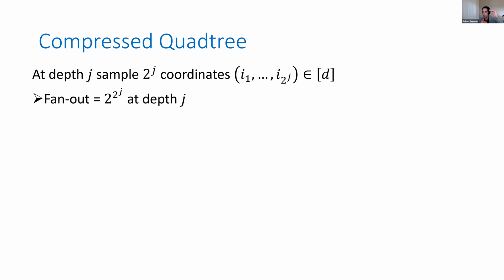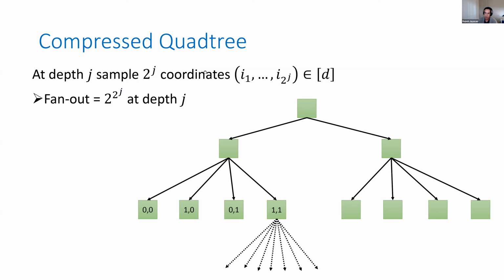Those are 2 to the j levels, and I've just compressed them into 1 level. So this is the same as a contraction in graph theory. I'm just compressing the levels. And as a result, instead of 2 children, I'll have 2 to the j children. So the picture is simple.